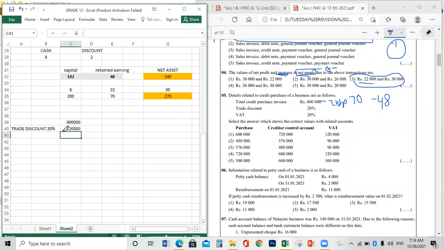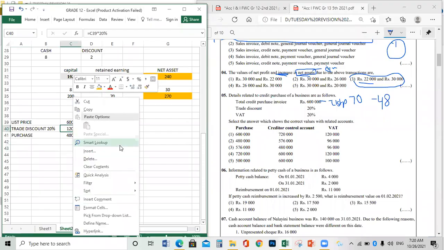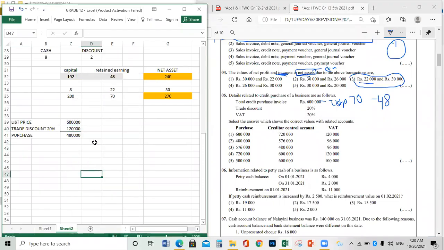Now see, guys, what is the purchase value? The list price was 600,000. You deduct the trade discount, and you will get the purchase value, which is 480,000. Now there is a VAT of 20%. So what is 20% of this? That's going to be 96,000. Yes, 96,000.